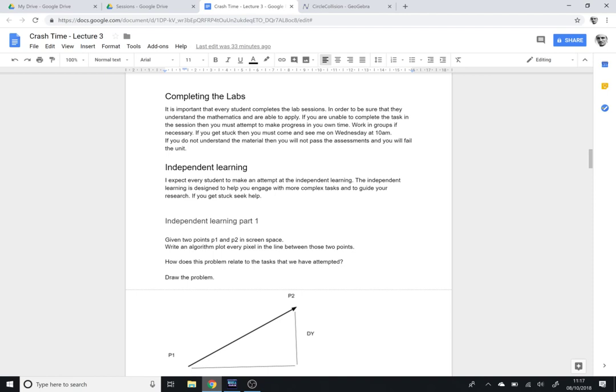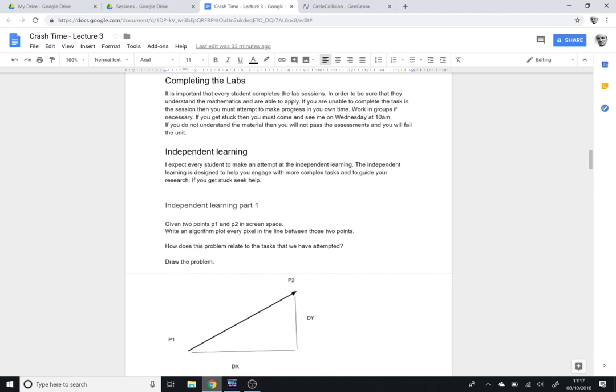And if you don't, then the key thing is come and see me Wednesday morning, 10 a.m. And I'm pleased to see, I had some faces last week. It's excellent. Because if you're in doubt, get your money's worth out of me. Again, with the independent learning, I expect every student to make an attempt. Even if you fail, turn up and tell me how you failed. Because it's important. These are the stretch goals. This is what is going to help you later on.